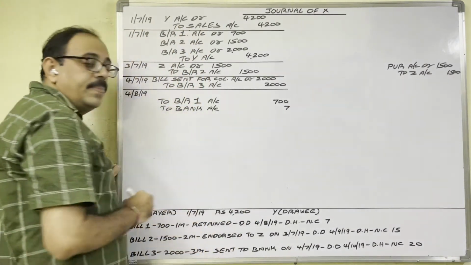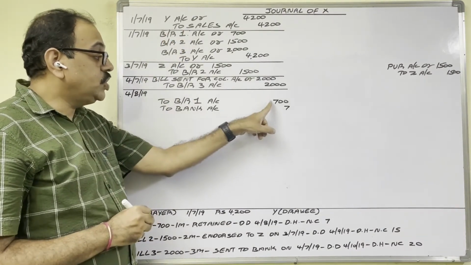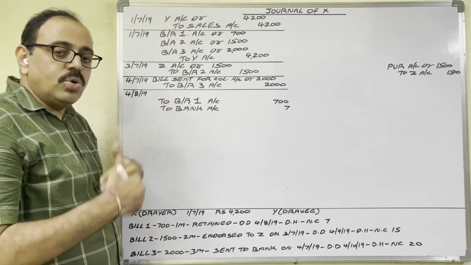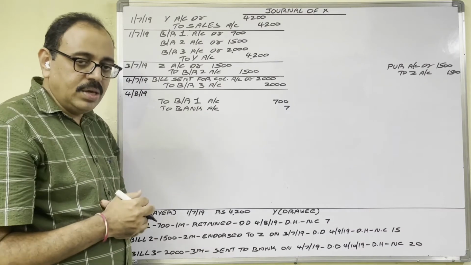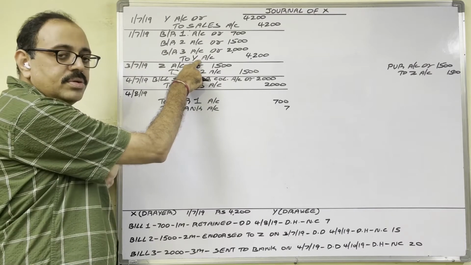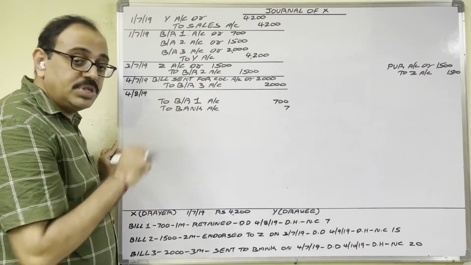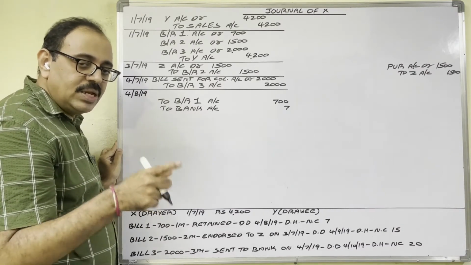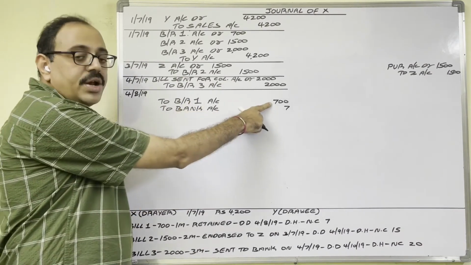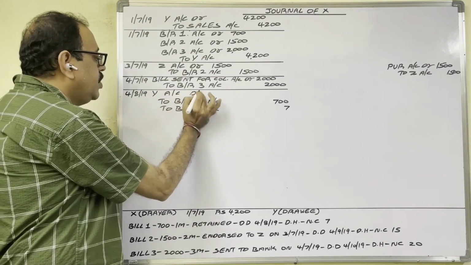And finally, again, Y becomes a debtor for these two amounts. See the first entry, we debited Y because we sold goods to him. Now he has to pay the money. And when we received acceptance from Y, we credited Y. Means he is not a debtor. But if he dishonors the bill, again he becomes a debtor to X. Debtor means asset. Asset shows a debit balance. First bill he dishonored. First bill amount is 700 rupees. So Y is a debtor for 700 rupees.